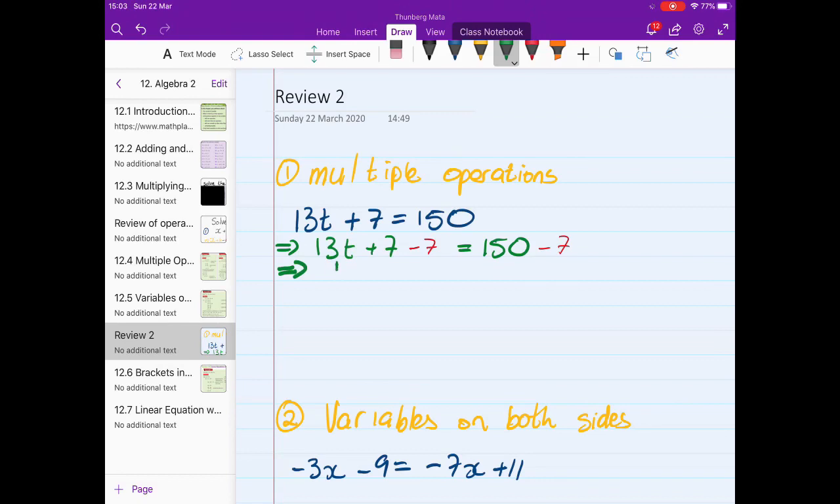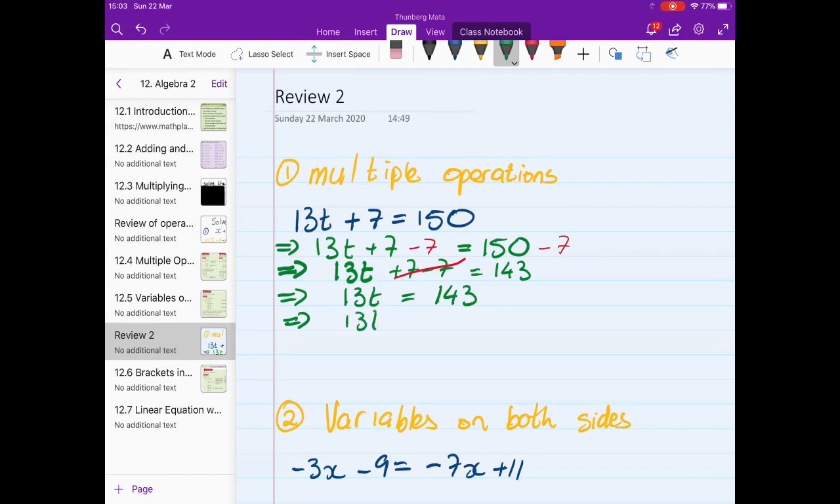Then what I'll be left with is, well, firstly on this side I'll have 13t because the plus 7 and the minus 7 will cancel each other out. And then I'll be left with equal to 143 on that side of the equation. So now I have 13 t's is equal to 143.